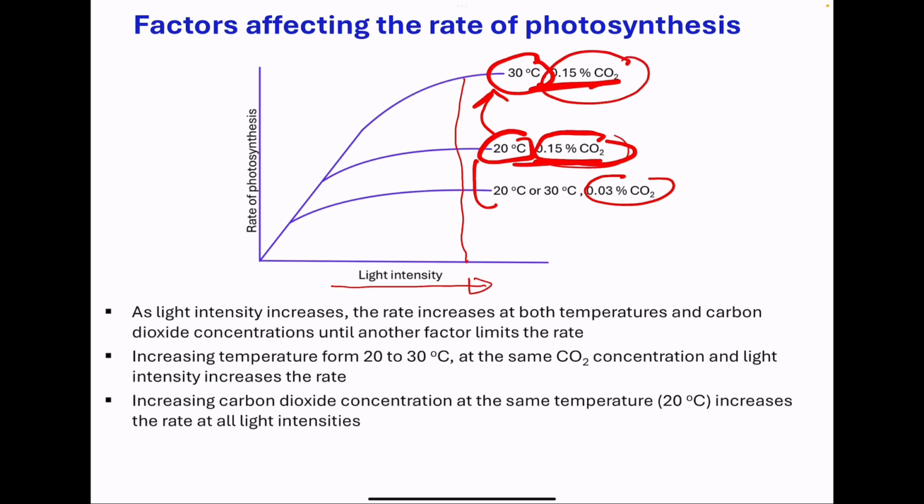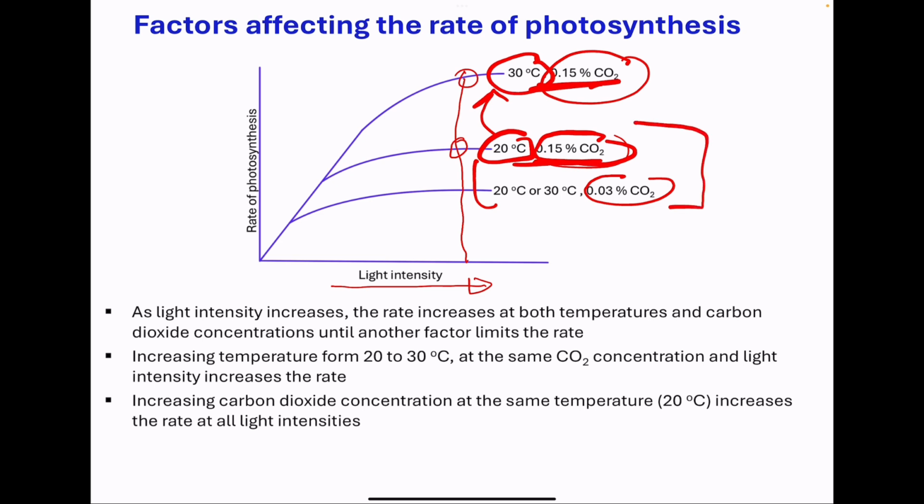As the temperature changes, there is an increase in the rate of photosynthesis. I'm comparing this result here and that result there. We can see there is a greater increase as temperature changes if we keep all the other factors constant. Then, keeping temperature constant and light intensity constant, we increase the carbon dioxide concentration.